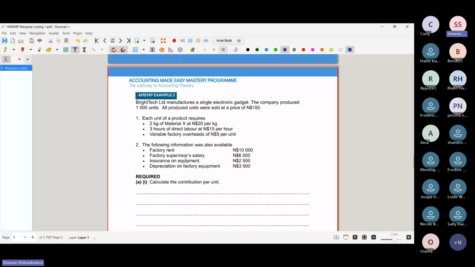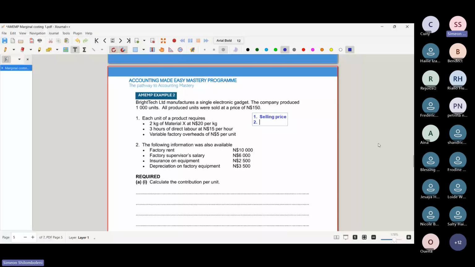Brightech Limited manufactures a single electronic gadget. The company produces 1,000 units. So remember, there are 4 things that you need in this topic that you need to get. What are those 4 things? The first thing you need is your selling price. What is the second amount that you need to get? The variable cost.